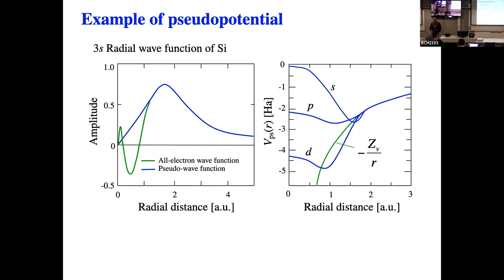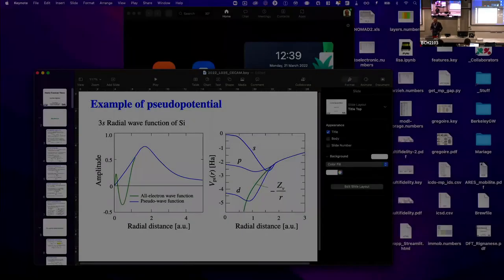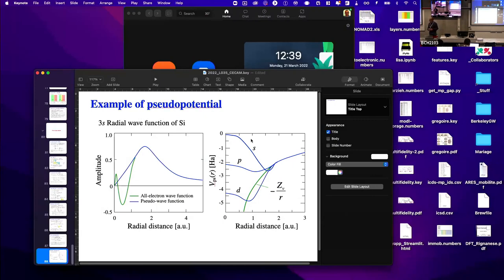You see that we had something that was oscillating quite a lot close to the core, the green one, which is the all-electron wave function, and we replace that by a smoother wave function that can be described with fewer G vectors. The price to pay is that we have a potential that is not a unique potential. The green one would be Z divided by R, and it's replaced by something that depends on the moment of the electrons. Yeah, that's it for today, okay?